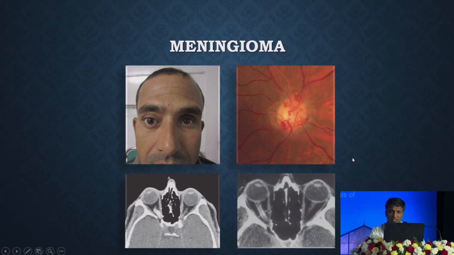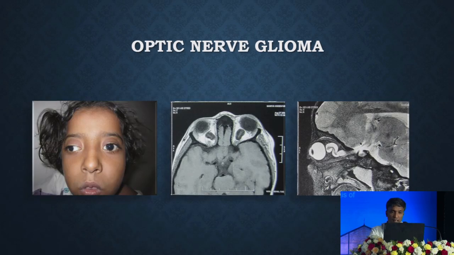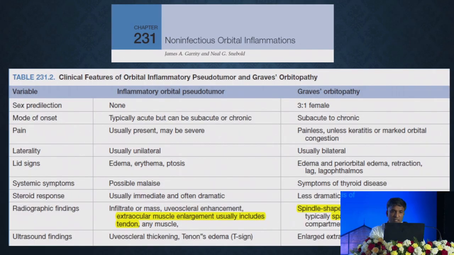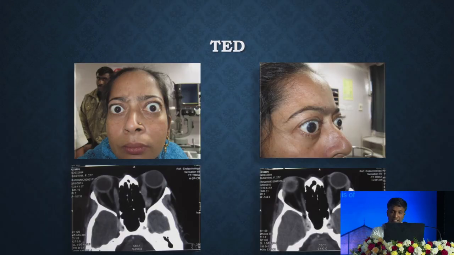In meningiomas, you should be able to examine the pupillary reflex, followed by the fundus examination, which helps us to clinch the diagnosis of meningiomas. And optic nerve gliomas, and especially painful proptosis, the two important differentials are one is a pseudotumor and a thyroid eye disease, and you should know how to differentiate by imaging and also by clinical examination.